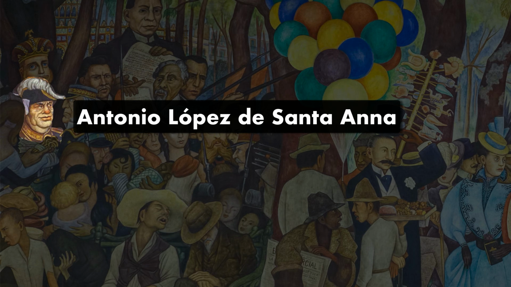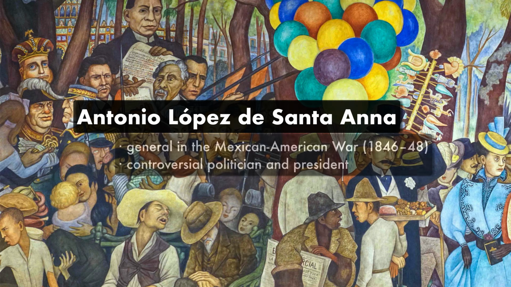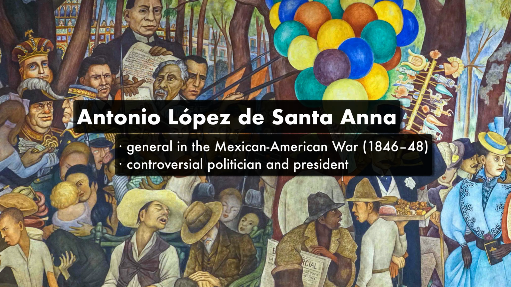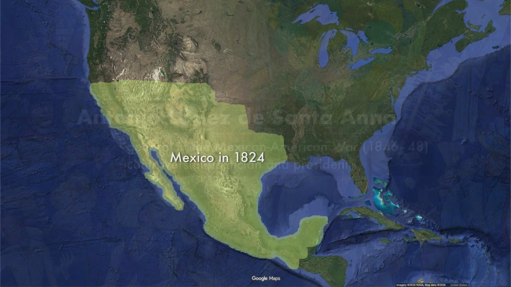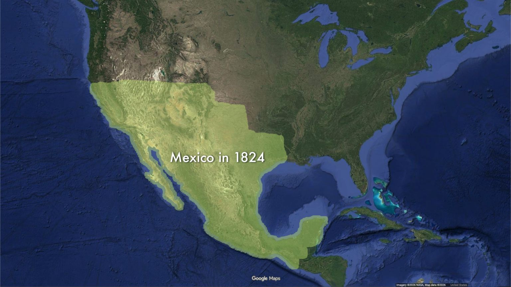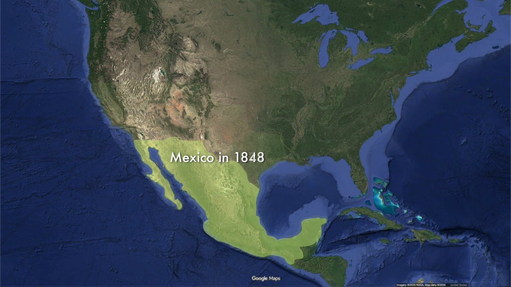We also see Antonio López de Santa Anna, whose leadership was tied to military defeat and territorial loss after Mexico's defeat in the Mexican-American War of 1848. The United States had invaded Mexico, prompting the war's outbreak. After its end, Mexico lost more than 50% of its land to the United States.